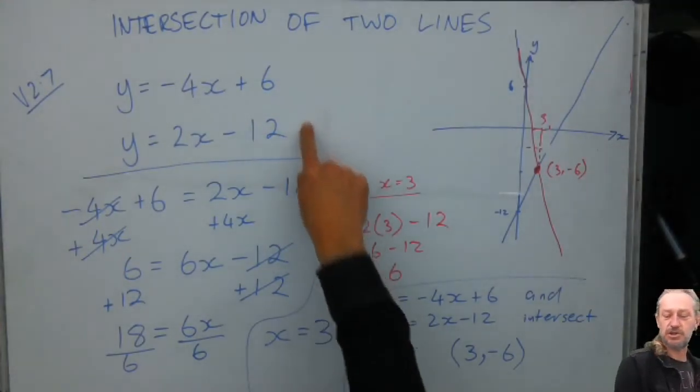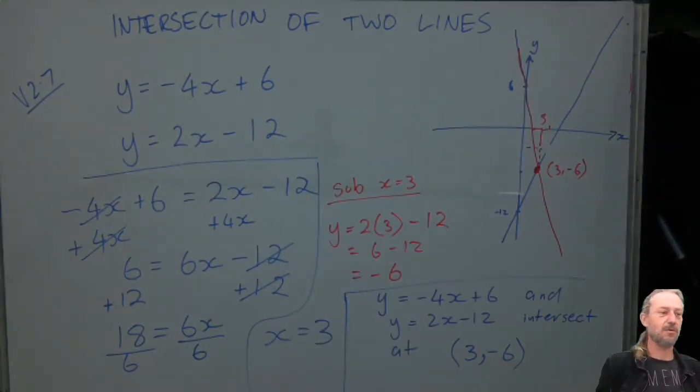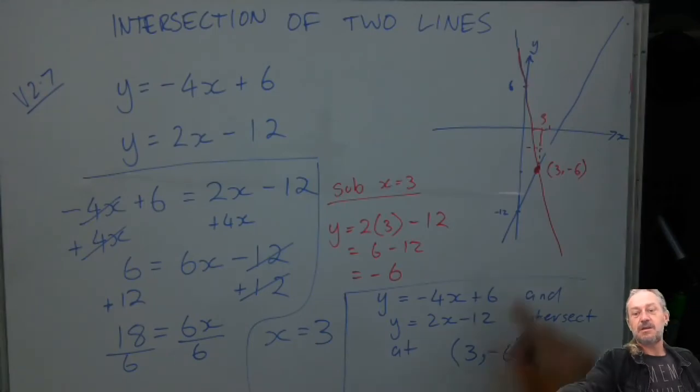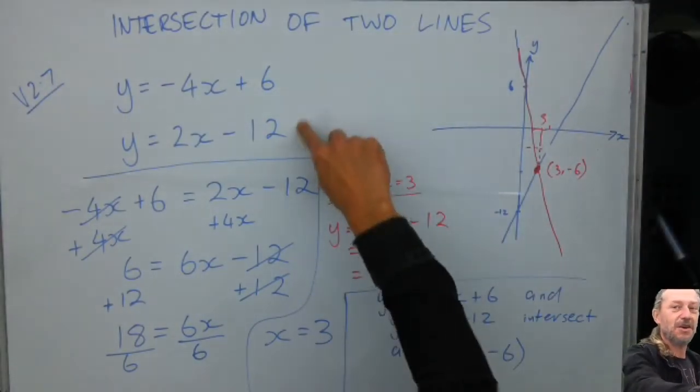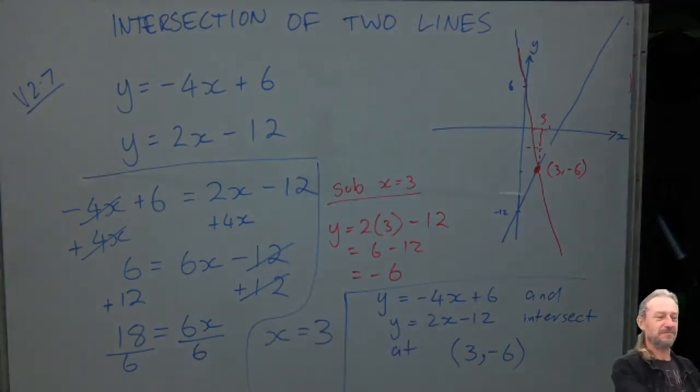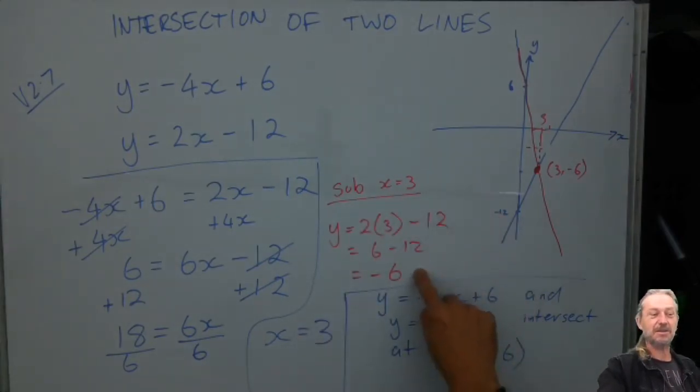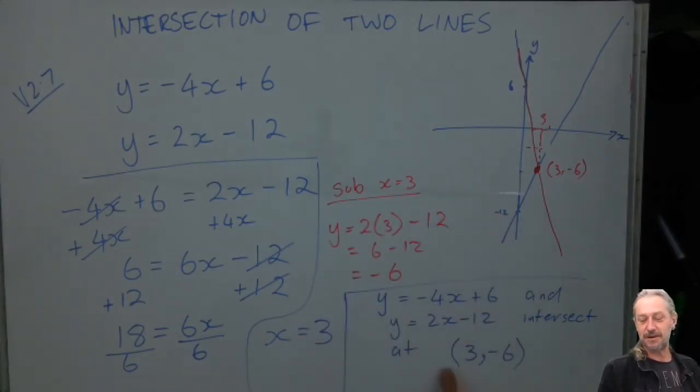Either of those equations should give you the same y coordinate, because that's the point where both of these lines equal each other. Make the equations equal, solve for x, and substitute that x value back into one of the equations to find the coordinate.